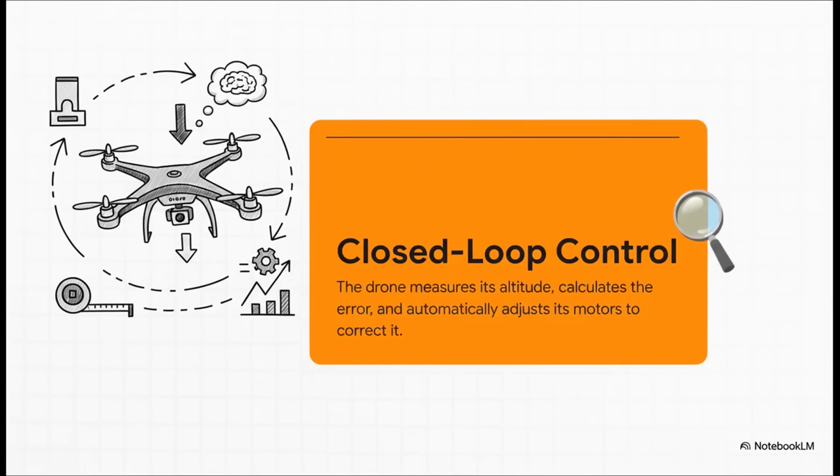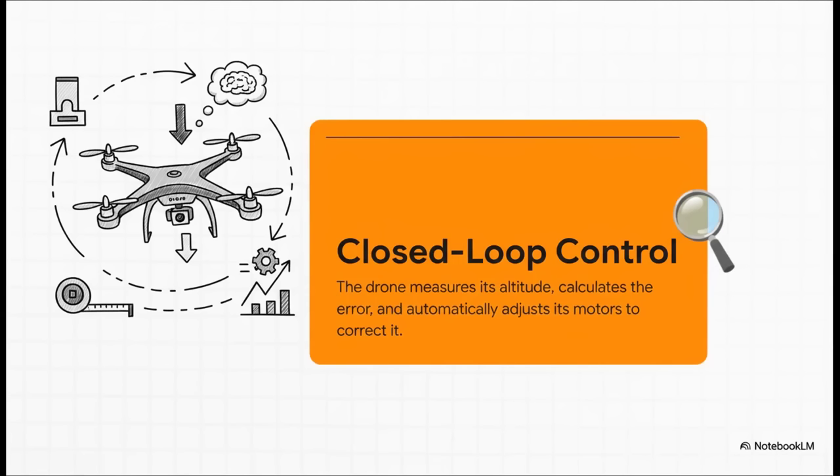This is where we get into closed-loop control. Instead of just blindly following orders, the drone is now in this constant feedback loop. It's always asking itself, where am I right now? Where am I supposed to be? It calculates the difference, the error, and then automatically adjusts its own motors to make that error as close to 0 as possible.